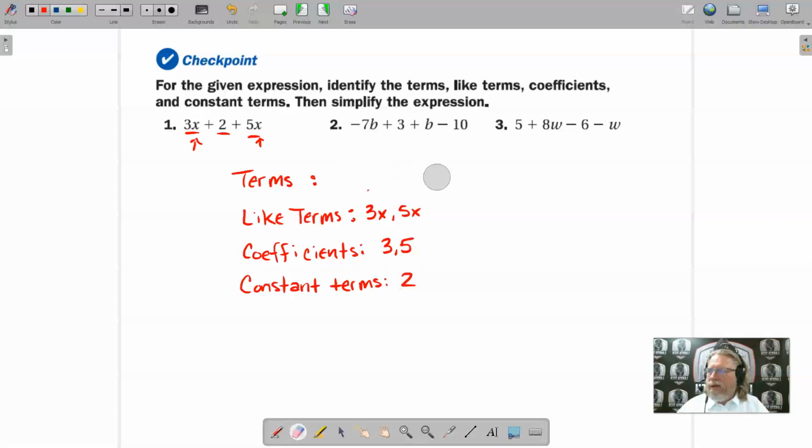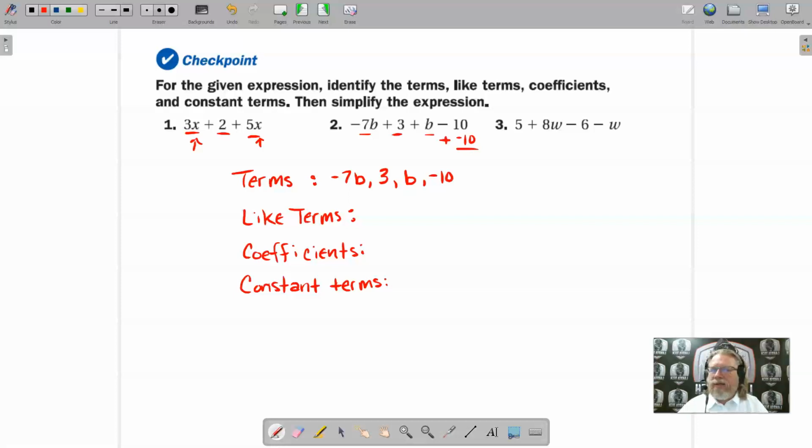Looking at the next one here, we'll go ahead and erase these. On the next one, our terms are what's being separated by the addition signs. And we have this minus 10, so we're going to change that to plus negative 10. So our terms are negative 7b, the 3 terms of b, and then remember this is not a 10, this is actually a negative 10. So we'll be sure to put that negative sign there.